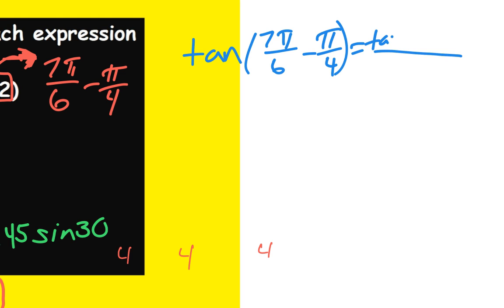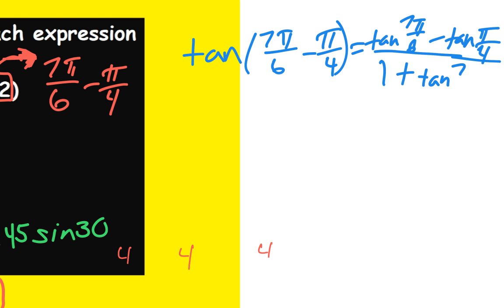So tangent of 7 pi over 6 minus tangent of pi over 4 divided by 1, change the sign to a plus, and then tangent of 7 pi over 6 times tangent, I'm running out of room, pi over 4. So grab your unit circle, memorize your unit circle.